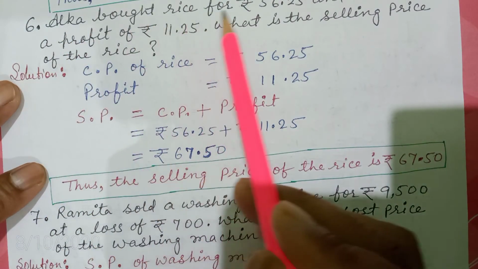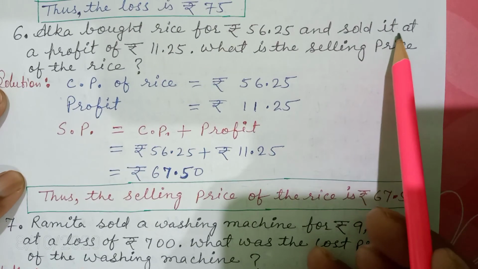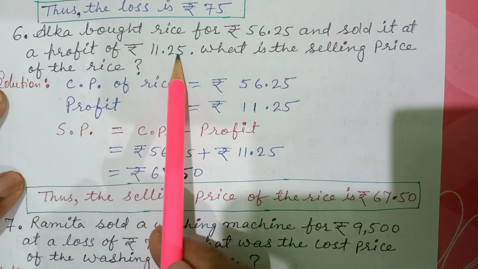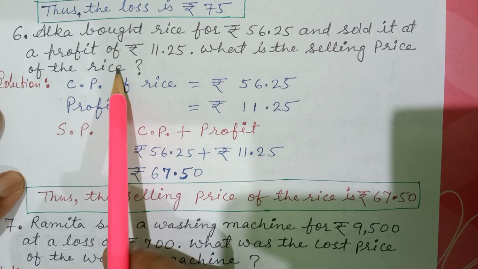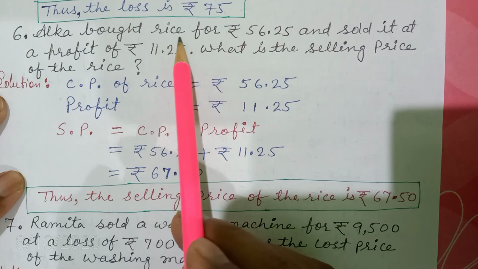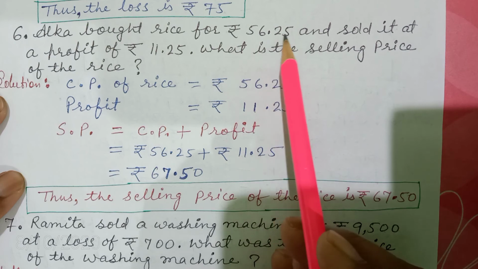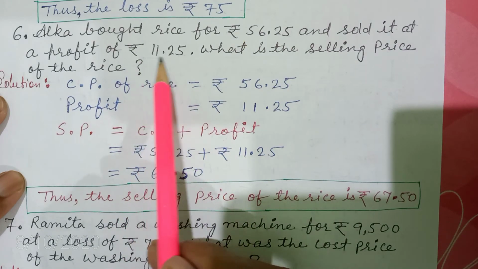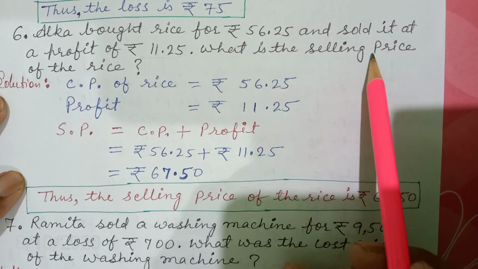Alka bought rice for rupees 56.25 and sold it at a profit of rupees 11.25. What is the selling price of the rice? Children, Alka bought rice for rupees 56.25. This is the CP of rice, and sold it at a profit of rupees 11.25. This is the profit. So you have to find the selling price, means SP.